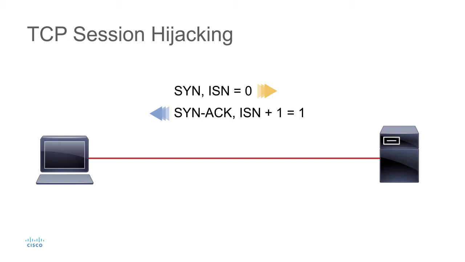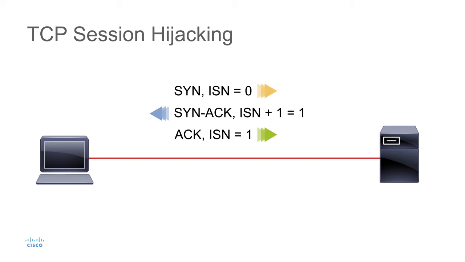Now to complete that three-way handshake, this client needs to send an ACK back. And the sequence number at this point is going to be a value of 1. And so this is how the sequence numbering works. Now, in a TCP session hijacking attack, the goal of the attacker is to guess the ISN and then ACK the last TCP segment of the three-way handshake.